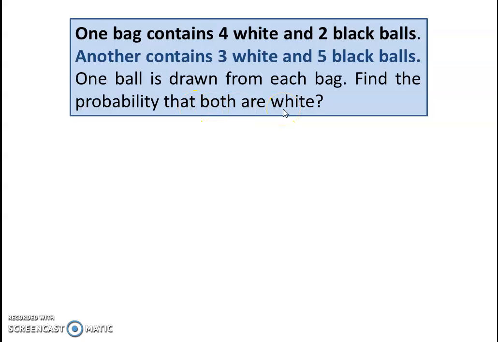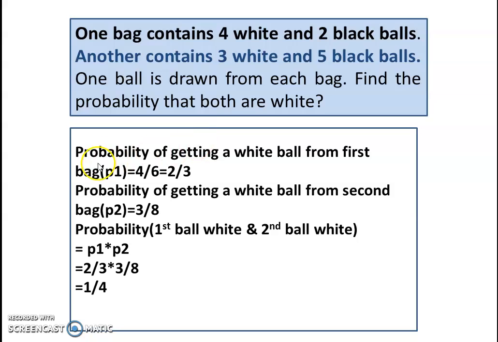So in total, we are taking 2 balls, one from each bag, right? So here first we will find the probability of getting white ball from first bag. In first bag, total balls we have 6 and white balls are 4. So getting white ball will be 4 upon 6 and that is equal to 2 upon 3. Now probability of getting white ball from second bag will be 3 upon 8, as in second bag we have 3 white balls and total balls we have is 3 plus 5, 8. So it will be 3 upon 8.